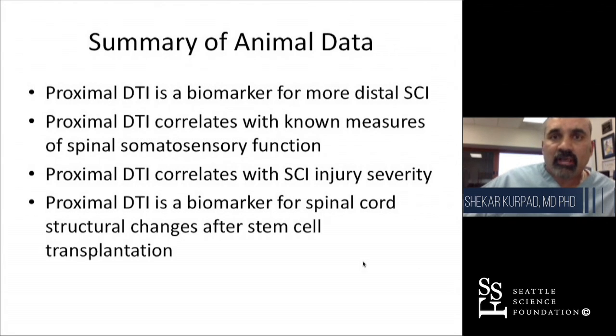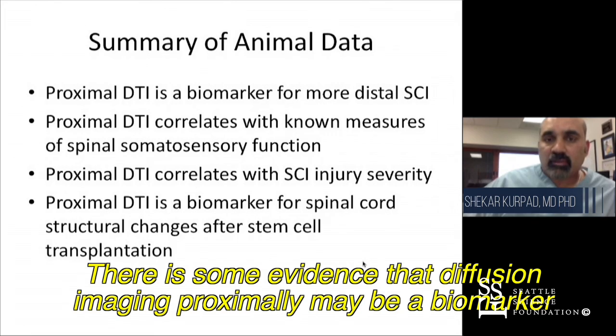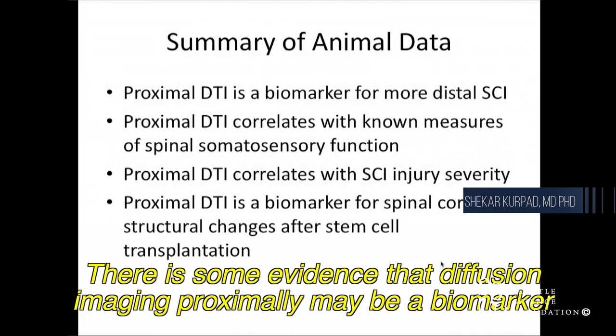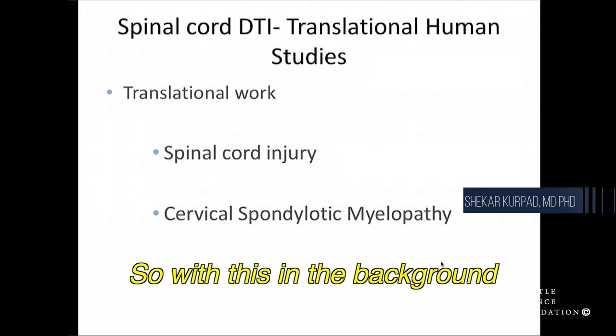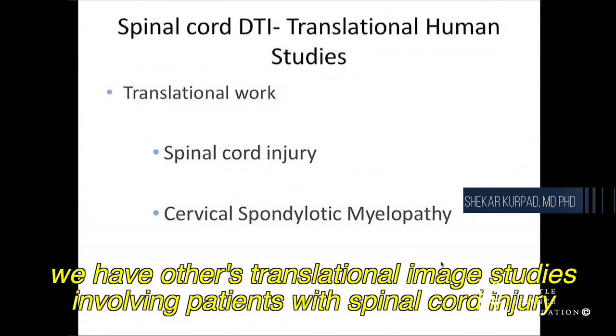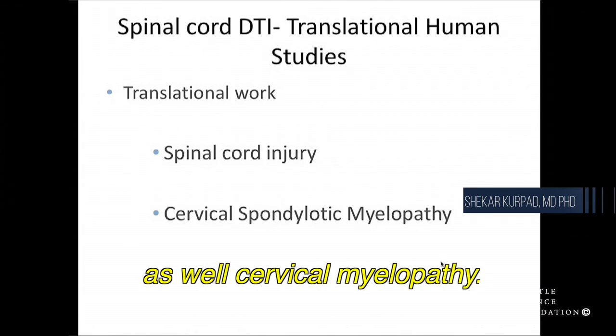So to summarize the animal data really quickly, we and others have been able to show that proximal diffusion imaging is a biomarker potentially for more distal spinal cord injury. It might correlate with known measures of spinal somatosensory function, correlates with spinal cord injury severity, and there was some evidence that diffusion imaging proximally may be a biomarker for structural changes after stem cell transplantation. So with this in background, there were others translational studies involving patients with vascular injury as well as cervical myelopathy.